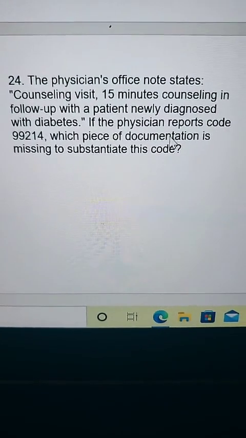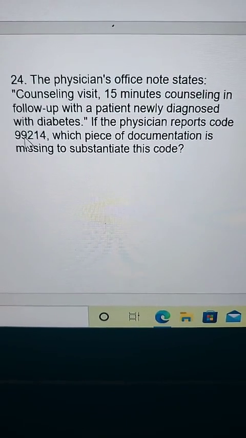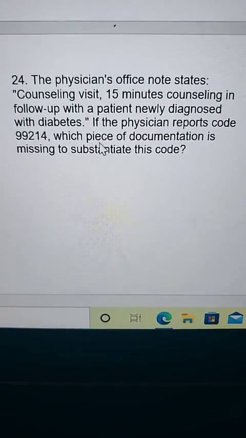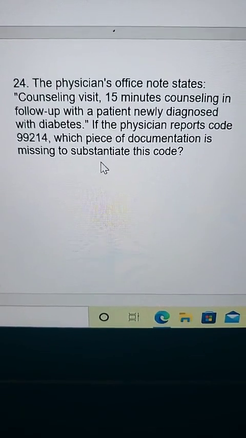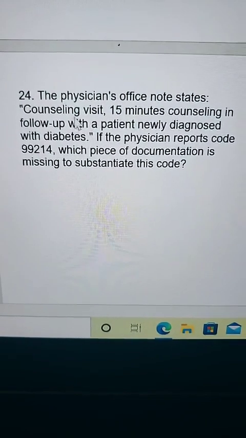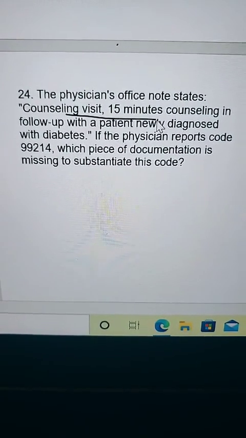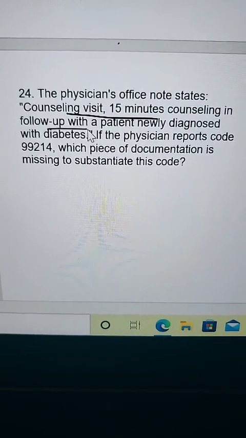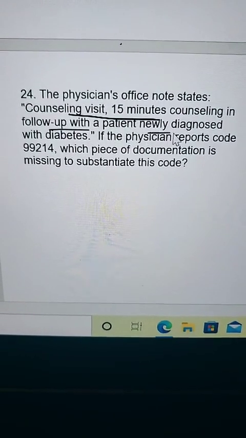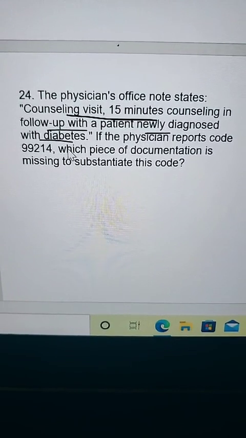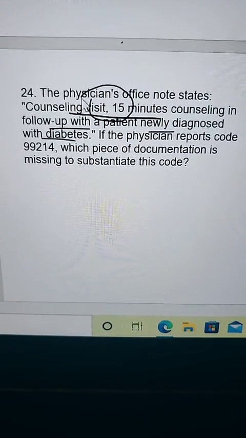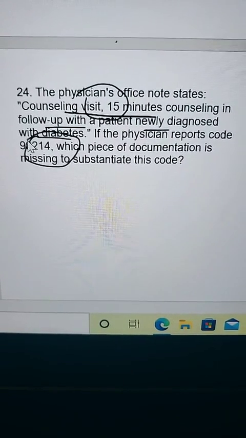If the physician reports code 99214, which piece of documentation is missing? So we did 15 minutes of counseling, and it was a follow-up with a new diagnosis of diabetes, and he did a 99214. How much time was 99214 supposed to be?